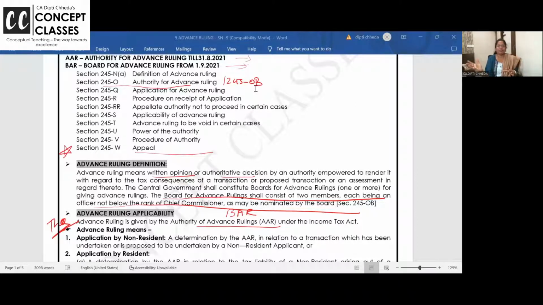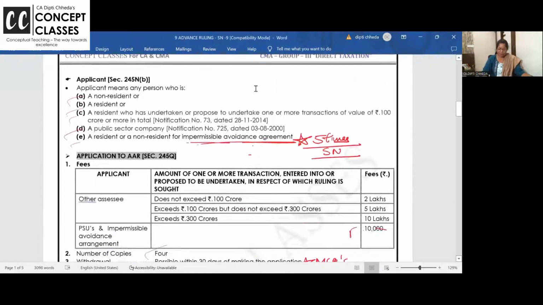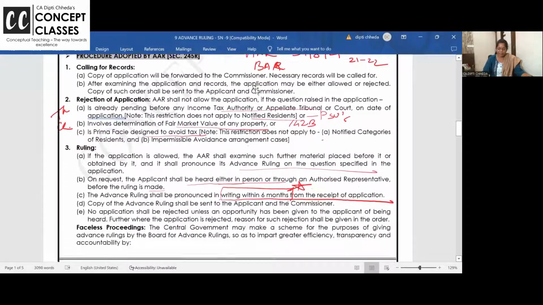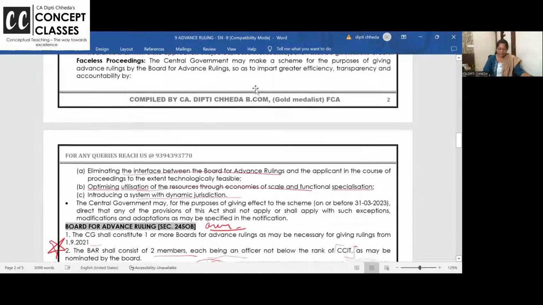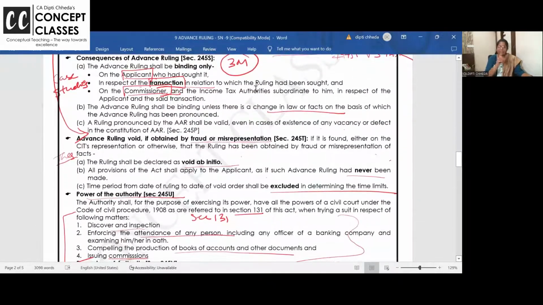When I start with NR tomorrow, as I start, you can definitely ask me any questions. Simple. Who are the 5 applicants? How to make the applications? Time limit to make the application is not there, but what is outrightly rejected? Within 6 months, they will give the decision. Okay, that will be binding to the applicant, to the department, that is the commissioner, and only for that transaction.